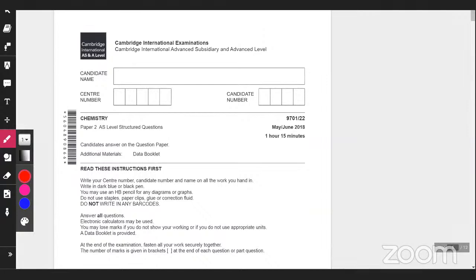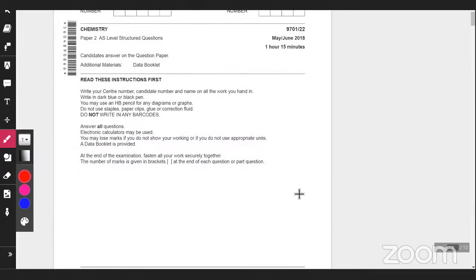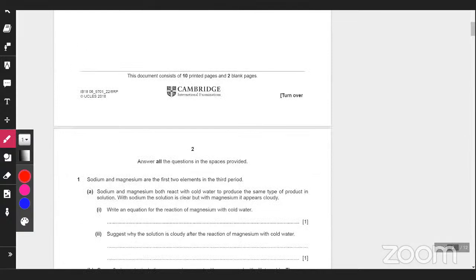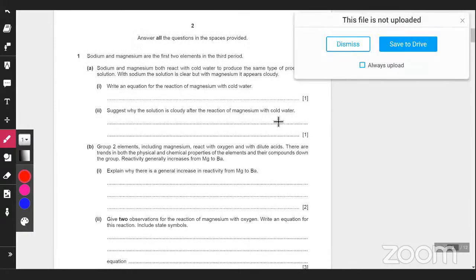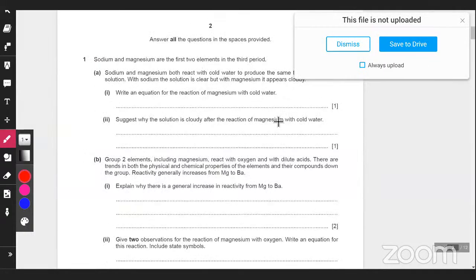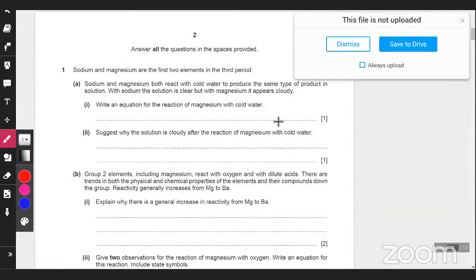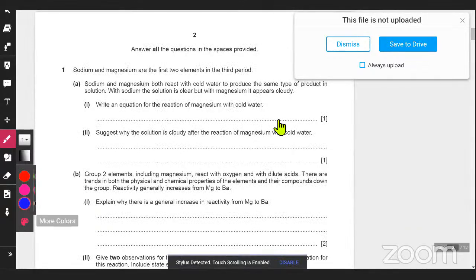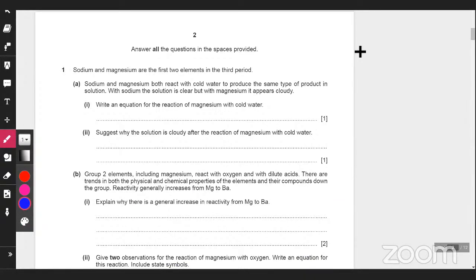So let's try and solve this. This is the May June Summer 18 question paper 2. We're going to do the theory paper first. Starting with the first question, this is about inorganic chemistry, and we can quickly go over this. I'm going to try and send the inorganic chemistry notes as well for you. The first one is you have to write the reaction of magnesium with cold water.